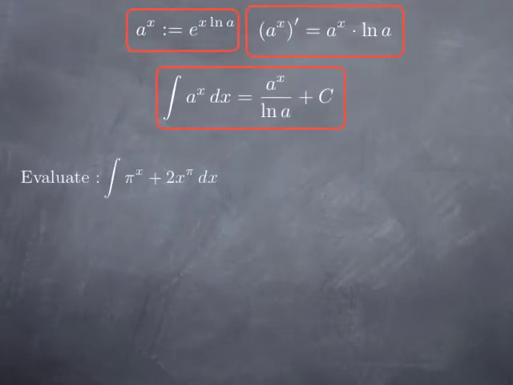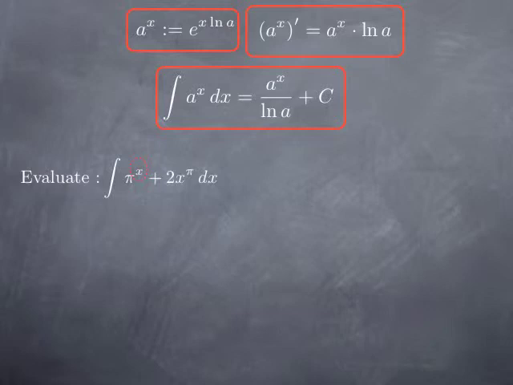Now, what about the integral part of thing? What if I want to find an antiderivative of pi to the x plus 2x to the pi, for instance? Let's start with pi to the x. We want an antiderivative. Pi is a constant and x is a variable. So we have the variable in the exponent and the base is constant.